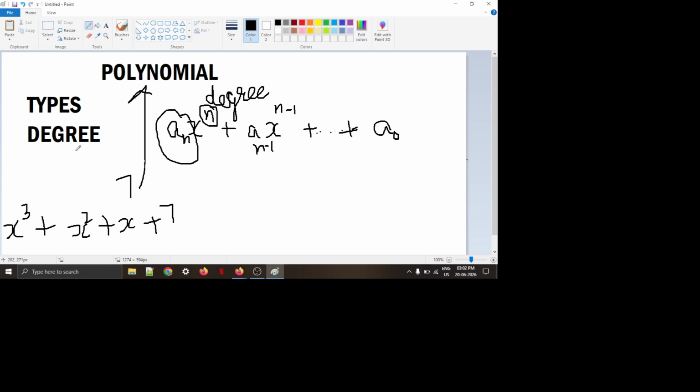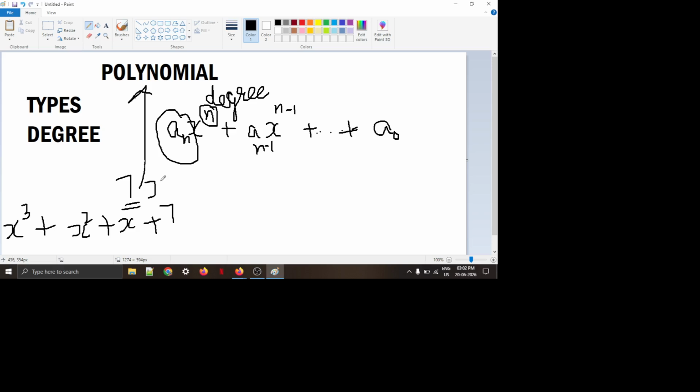And degree is nothing but the highest exponent of the variable x. Here the variable is x, and the greatest exponent will be the degree of the polynomial. You might have a question like, what is the degree of the number 7? There is no x term to this, so how do we know the degree?